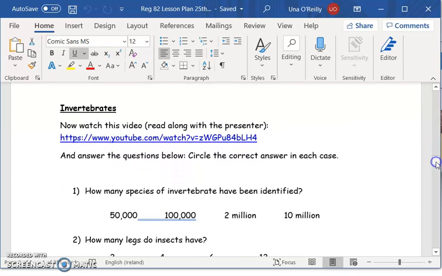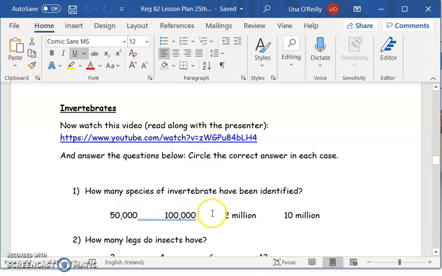Okay, and then we're going to move on to invertebrates, and that's the ones with no backbone. Have a look at this video. You can read along with the presenter here because what he's saying in the video is actually on the slides that you watch. It's a little bit slow, but that's no harm because there's a lot of new terminology or new words in this video. You don't need to understand or remember all of it, but try and pick up enough information to answer the questions. Now, the questions for this section are all multiple choice.